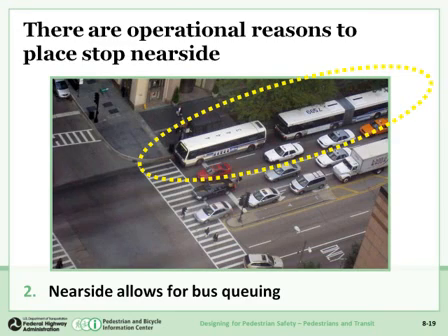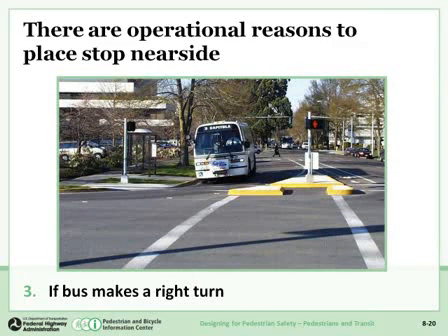And if you do, the result that you see sometimes is that to accommodate the multiple routes that are being served, you push the bus stop so far downstream from the intersection that you end up with a lot of mid-block crossings. So one of the final reasons for placing the bus stop on the near side is if the bus makes a right turn. Obviously, you have to accommodate the routes that the buses are taking.